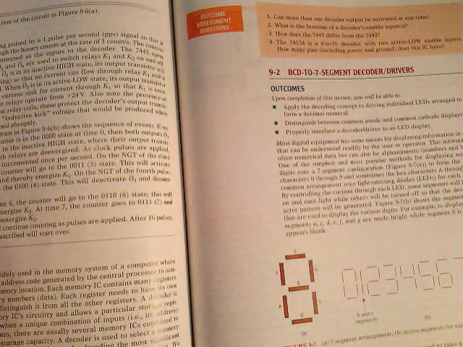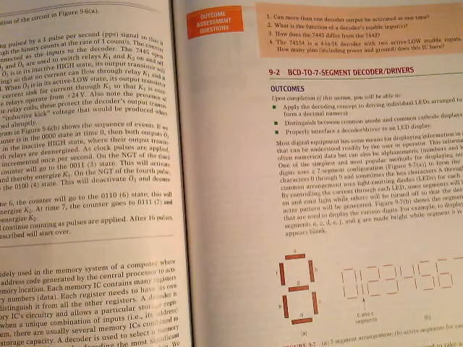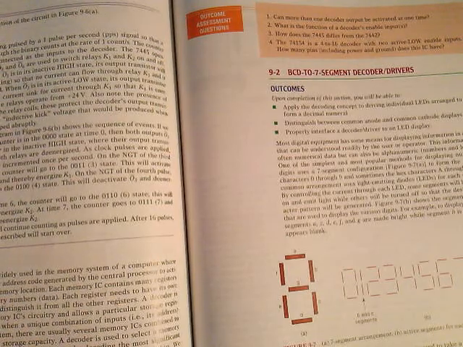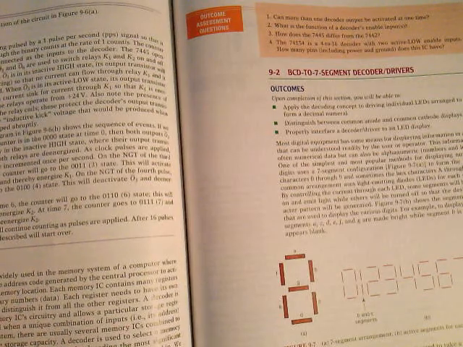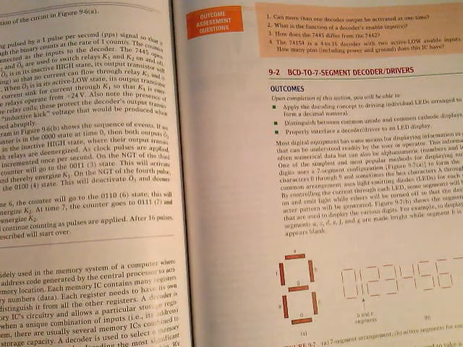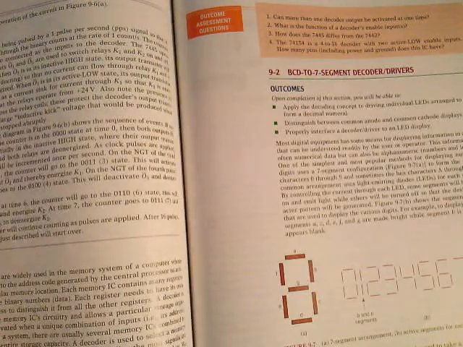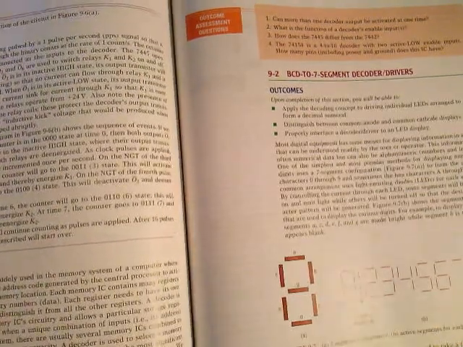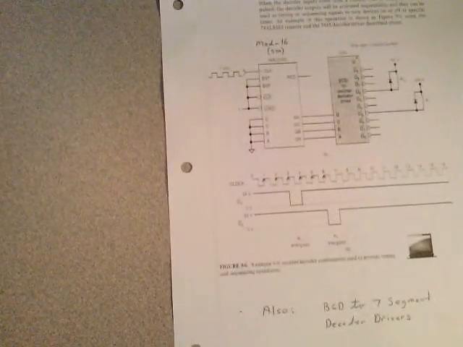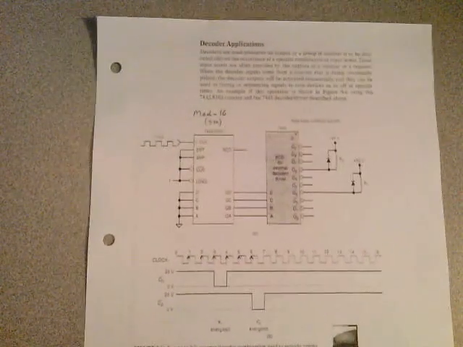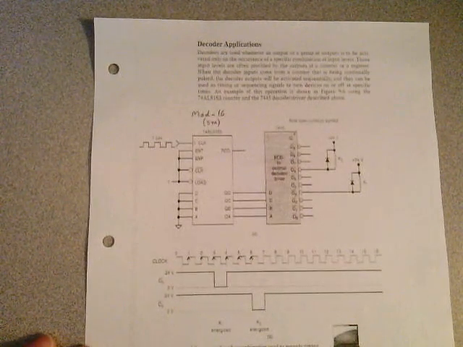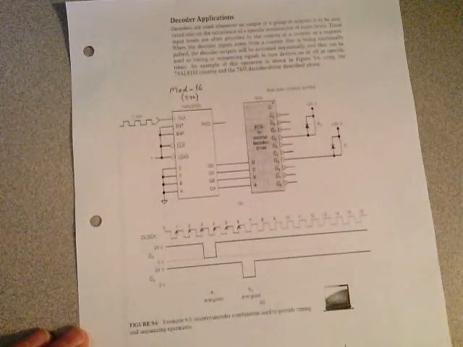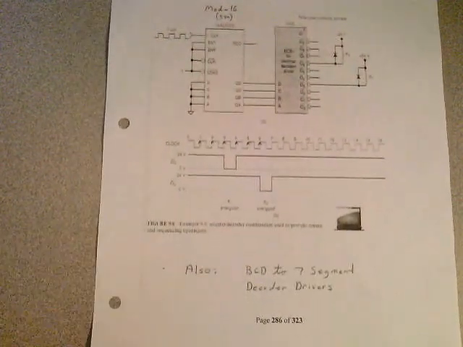And let's see where we were. We were looking at page 285. And I'm pretty sure that that's the last thing we wanted to look at. But before I let you go, let me make sure. Yeah, that's where we talked about the decoder applications briefly. And I mentioned the BCD to 7-segment decoder. And that concludes this lecture.